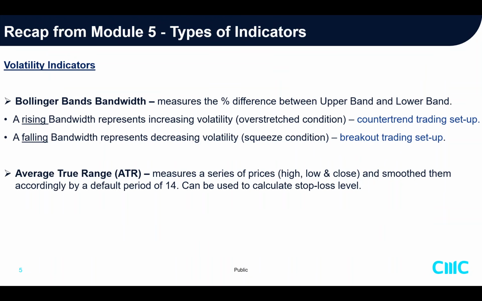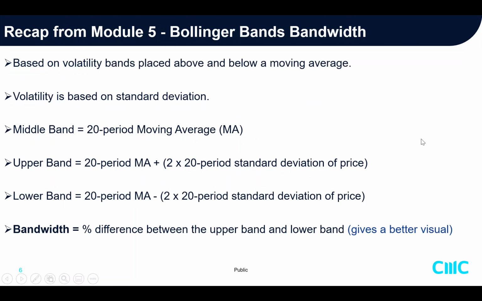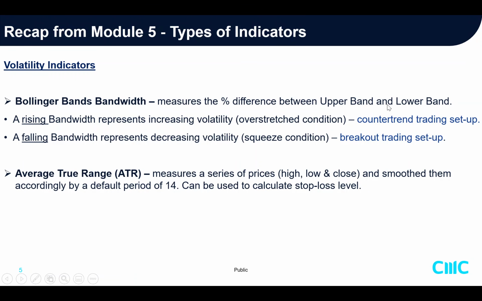Let's have a quick recap on module 5. What is Bollinger Band? Bollinger Bandwidth measures the difference between the upper band and the lower band. A rising bandwidth represents increasing volatility, which we call the overstretch condition. A falling bandwidth represents decreasing volatility, which we call a squeeze condition. For the counter-trend trading strategy, we are looking for an overstretch condition. So this is what it means.